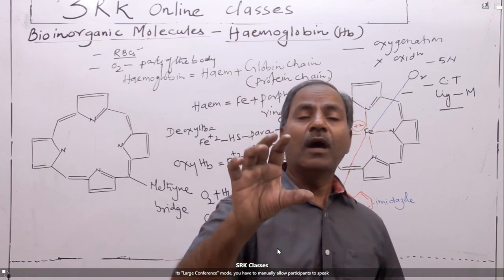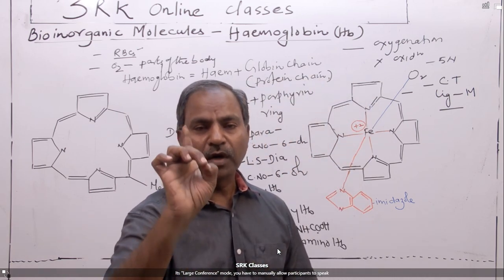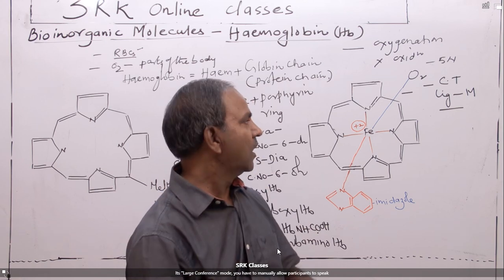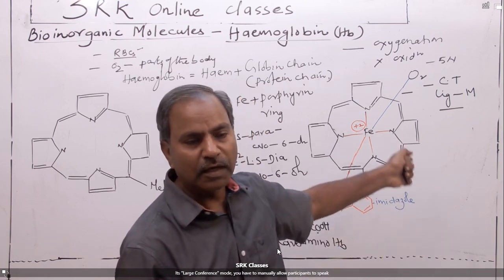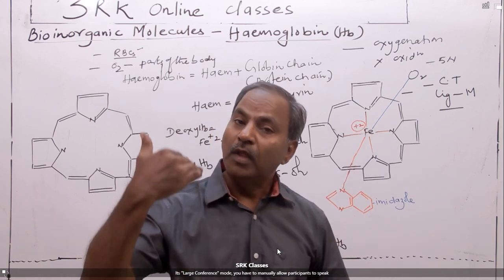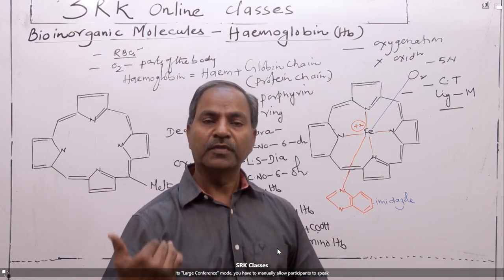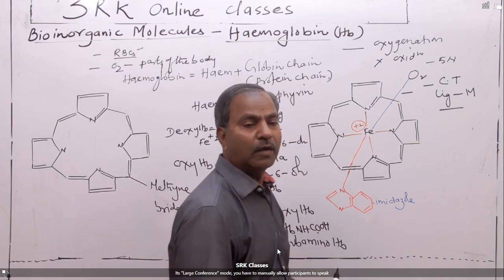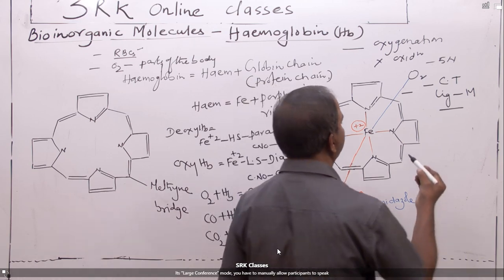Blood is red in color, or hemoglobin is red in color, only due to charge transfer. That is ligand to metal charge transfer, from the porphyrin ring to Fe. This is why the blood or hemoglobin exhibits the red color.